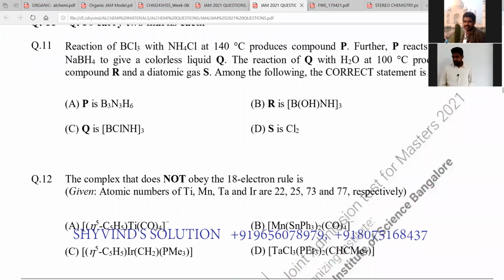Okay, this is question number 11. The reaction of BCl3 with NH4Cl at 140 degrees Celsius produces a compound P. Further, P reacts with NaBH4 to give a colored liquid Q. The reaction of Q with water at 100 degrees Celsius produces R and a diatomic gas S. Among the following, the correct statement is. This is the question. So let's see how we can solve this.